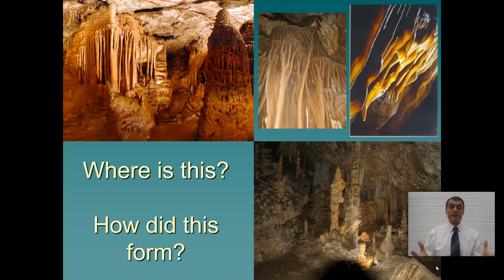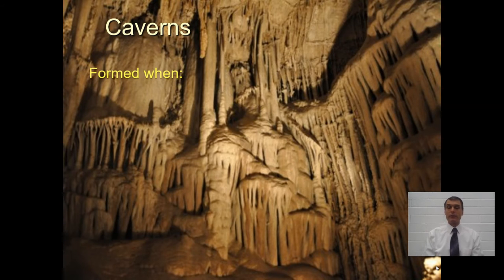All right, so let's take a look at these images. Where is this? Do you have any idea? This is in Montana. This is the Lewis and Clark Caverns, and I'm sure that some of you have been there. And what we're going to look at today is how do caves, or caverns in particular, how do they form? All right, so let's get right to it.